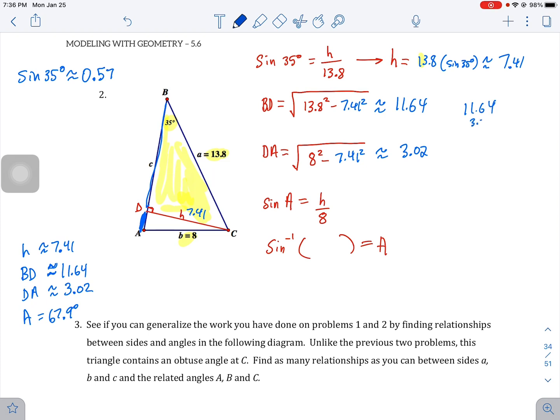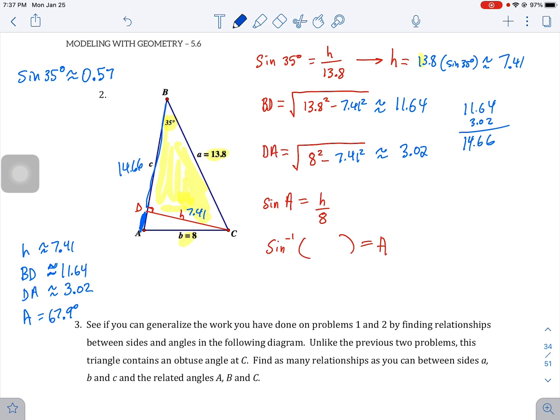So now if I add those up, 11.64 and 3.02, I get 14.66. So approximately 14.66 units for C. And that seems reasonable looking at the diagram.